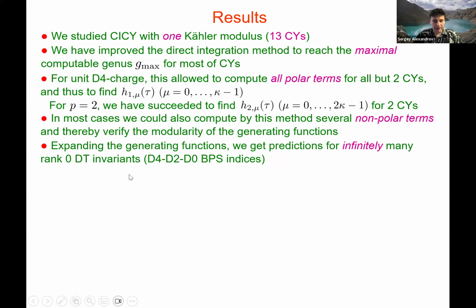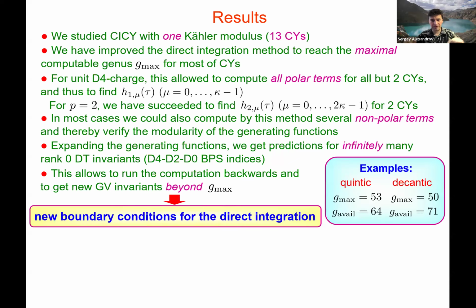And of course, once you know the generating functions, you can expand them to arbitrary order. And in this way, we get predictions for infinitely many rank 0 DT invariants. And from this point, as I also mentioned in the introduction, you can go back and, using the knowledge of these rank 0 DT invariants, you can compute some PT invariants and some GV invariants. And they will serve as new boundary conditions for the direct integration method. And in this way, you can now go further and compute GV invariants beyond this Gmax.